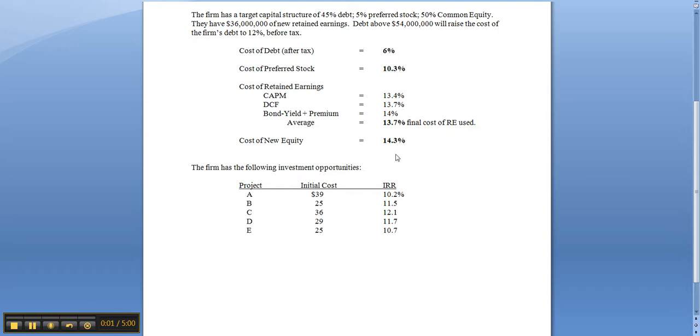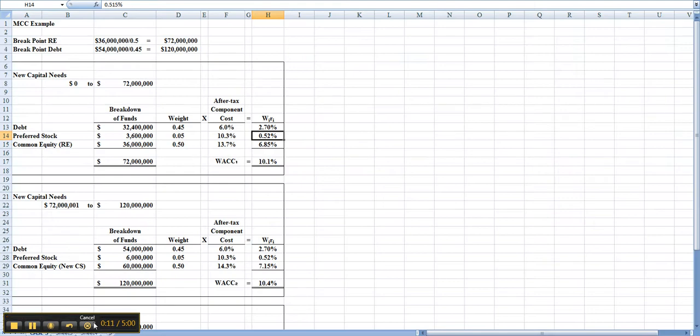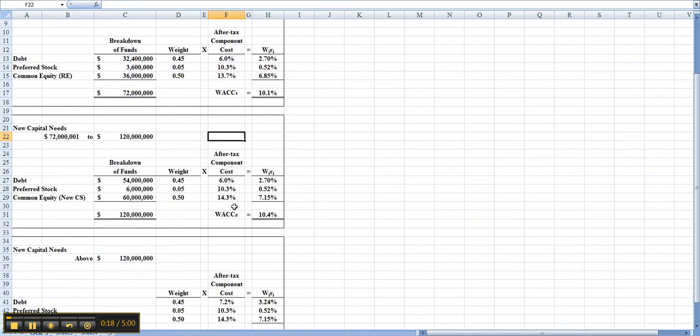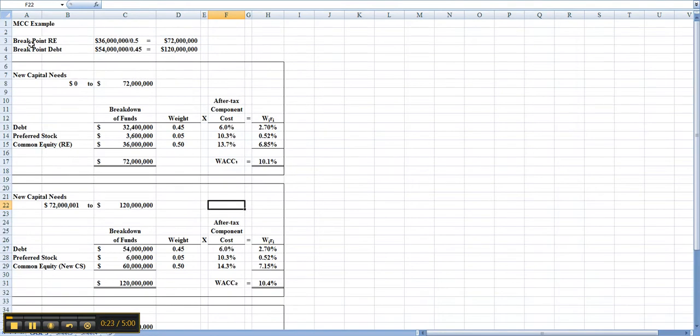Okay, so once you've found all of your component costs of capital, then what you need to do is set up a schedule like this, where it shows basically what you'll end up with in the case also is 3 different WACC levels depending on how much money you need. And the first thing you need to do is find what's called a break point, which is simply at what point do we use up all of our retained earnings, or at what point do we use up all of our cheap debt and have to issue more expensive debt.